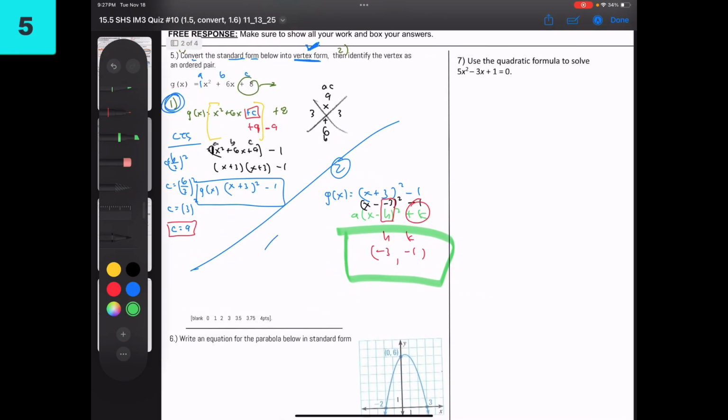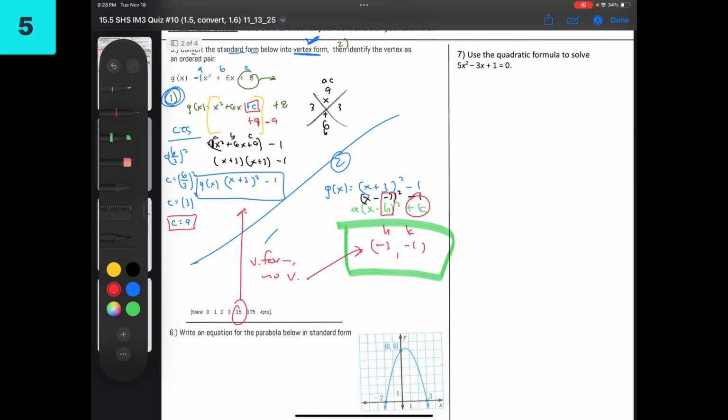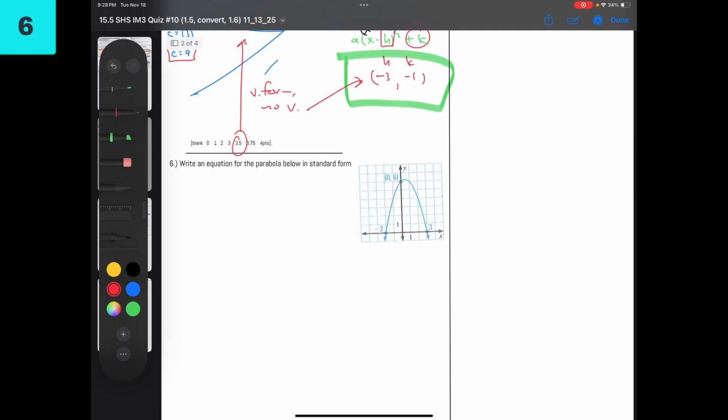I don't have the rubric in front of me, but 3.5 if you kept it just in vertex form and no vertex, which is, that's the vertex. And of course partial credit if you went towards that direction.